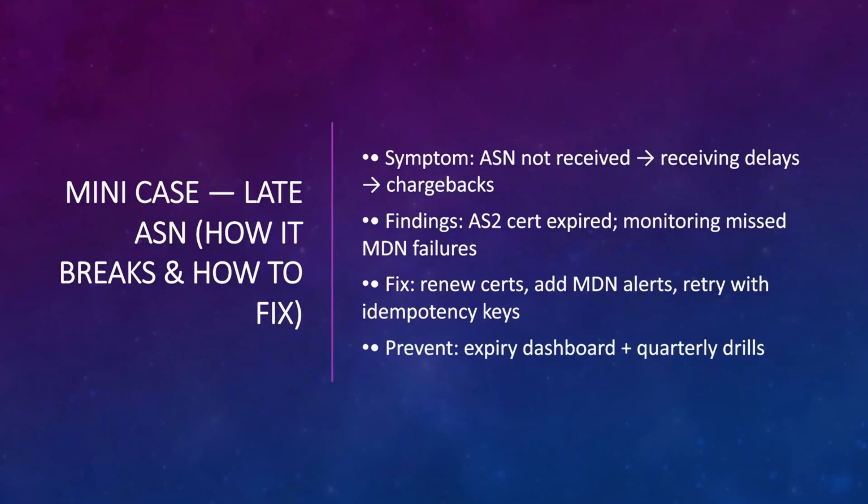This case shows how a late ASN creates real business damage. The symptom: ASN not received, leading to receiving delays and chargebacks. The finding: an expired AS2 certificate, and monitoring that missed MDN failures. The fix: renew certificates, add MDN alerts, and retry safely with idempotency keys. Prevention: expiry dashboards and regular drills.